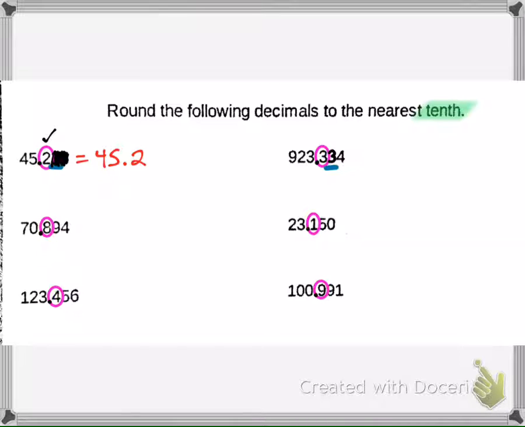The next problem, we have a 3 at the back of the balloon. So we count to 3, the balloon stays the same. Everything goes away behind the balloon, and the answer is 923 and 3/10. Same process for the other ones.